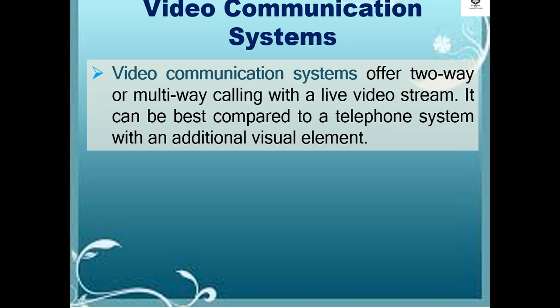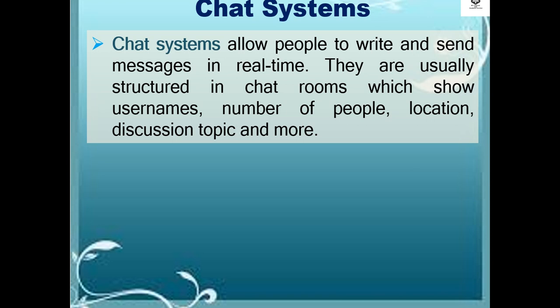Next is video communication systems. Video communication systems offer two-way or multi-way calling with a live video stream. It can be best compared to a telephone system with an additional visual element. Another example is chat systems. Chat systems allow people to write and send messages in real time. They are usually structured in chat rooms which show usernames, number of people, location, discussion topic, and more.